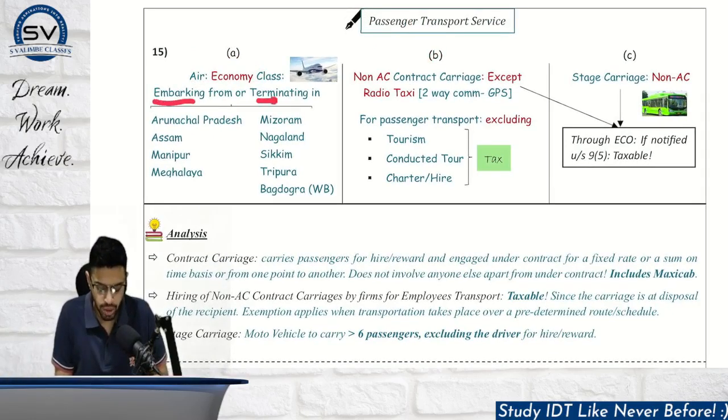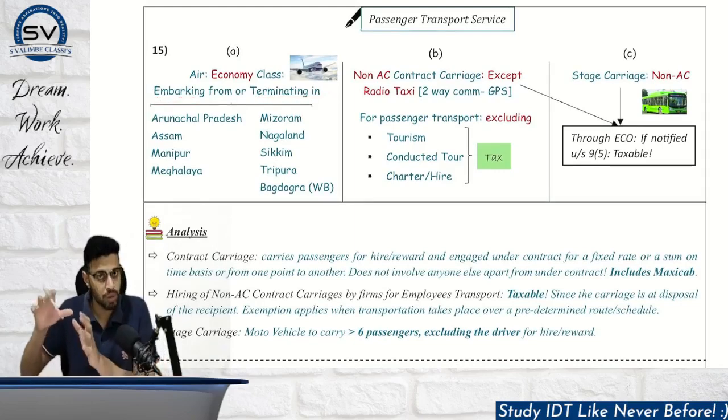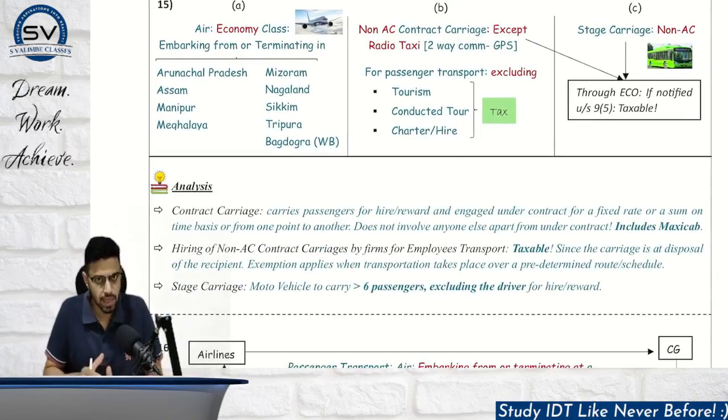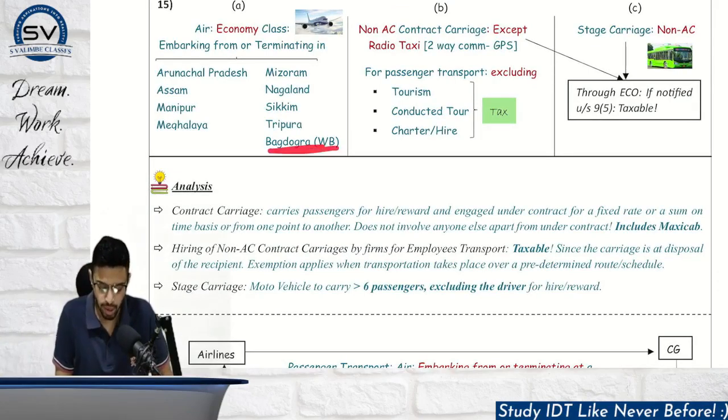Embarking from or terminating in, so basically the flight should be going there or it should be departing from there. Which cities? These are basically those areas, the northeastern states, as well as one in West Bengal, Bagdogra. So Arunachal Pradesh, Assam, Manipur, Meghalaya, Mizoram, Nagaland, Sikkim, Tripura and Bagdogra.